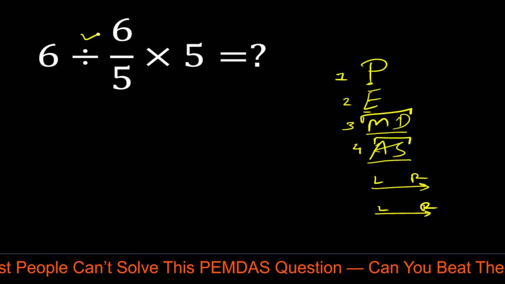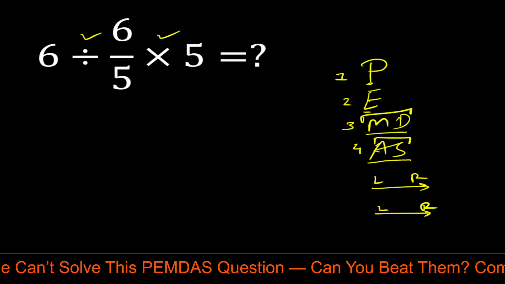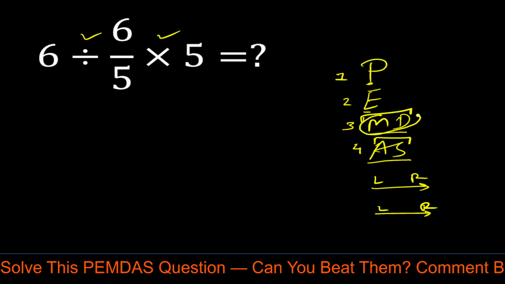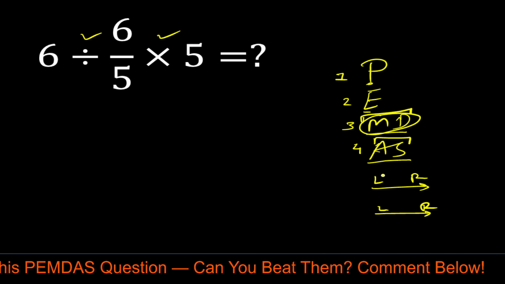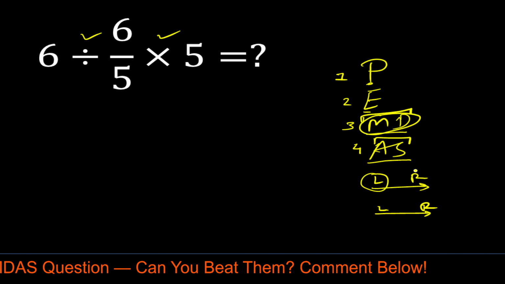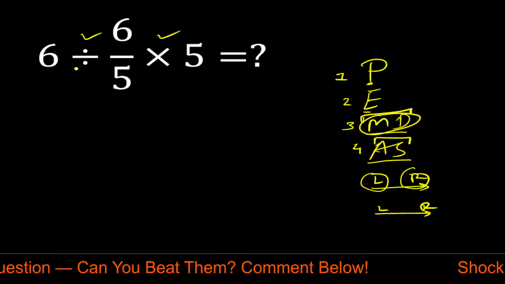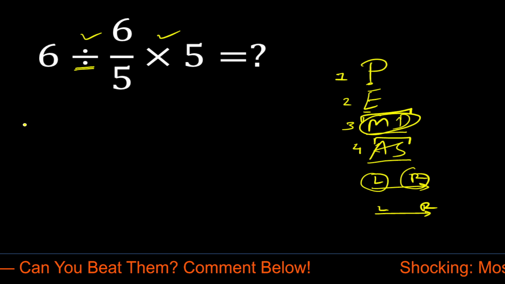So in this question here we have division and here multiplication. So multiplication and division both have equal priority, so we have to solve it from left to right. So first we have to solve this division, right?